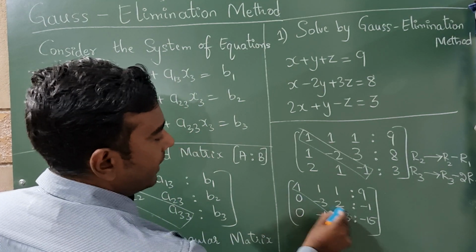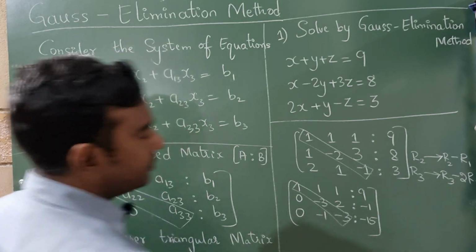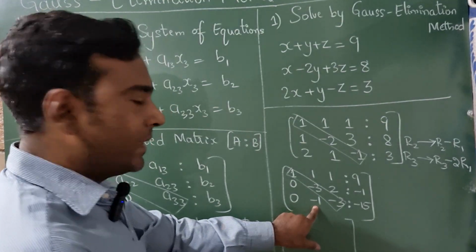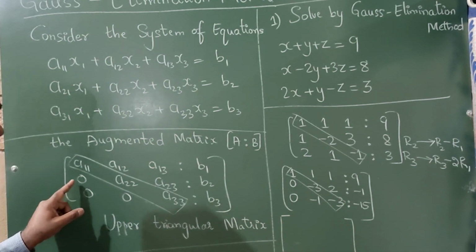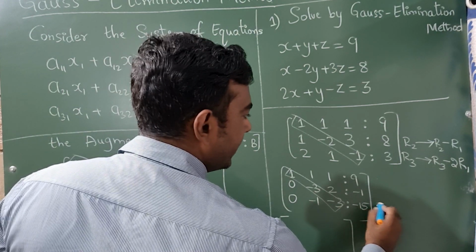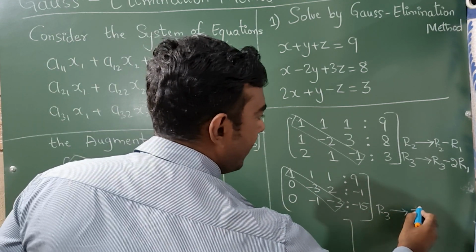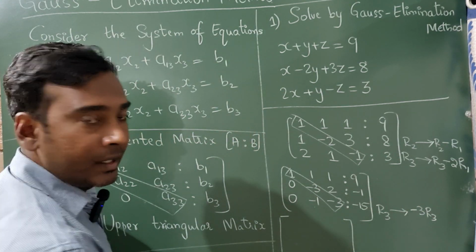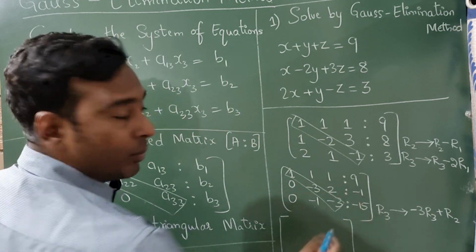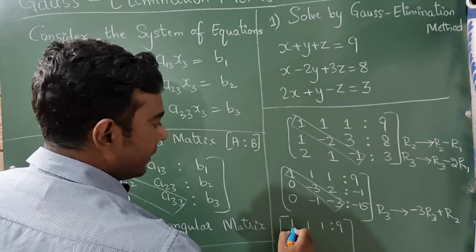Again, for your understanding, mark like this. Now you have to make this element 0. Now I have to make this element 0 because you can see here 0, 0. This element I have to make 0. So this is R3, means row 3. To make it 0, I must write minus 3 R3 plus R2. This is row 2. Now write other elements as they are: 1, 1, 1, 9. This also the same.